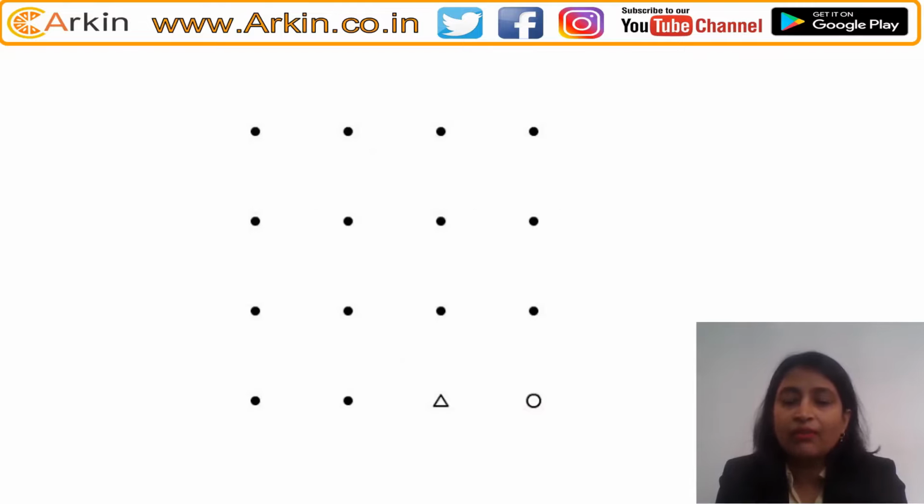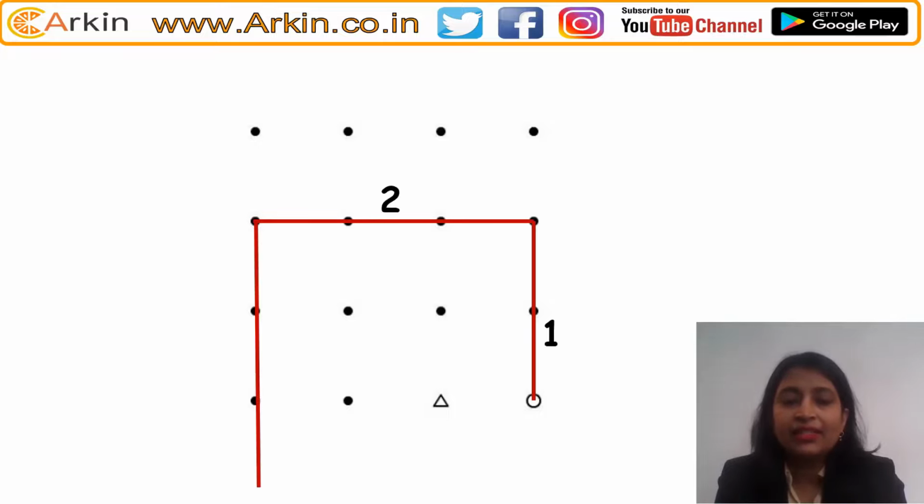So we will start from the circle. So this is the first line. Then this is the second line. This is the third line. And here you can see, I have gone beyond this point. I have not returned from this point only. But why? Because I have to go through these dots. So for that, I have gone beyond this dot. And that is the thinking which you have to do here.